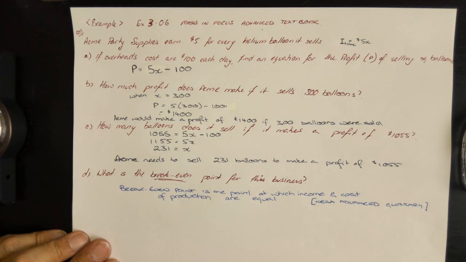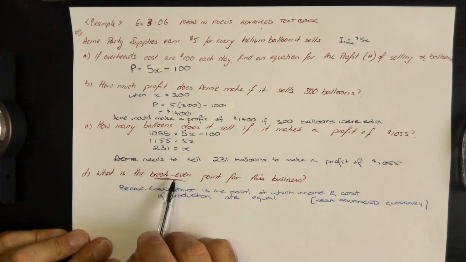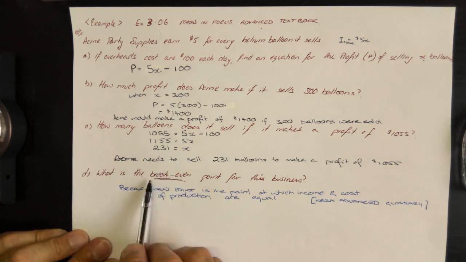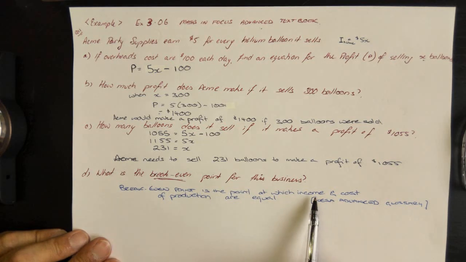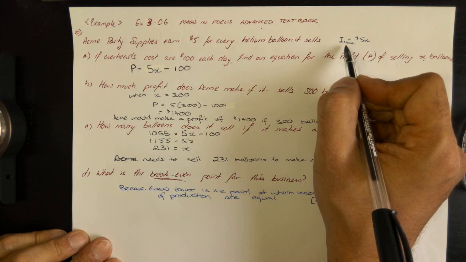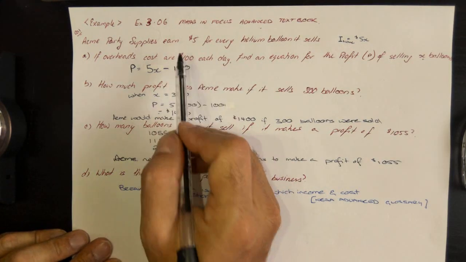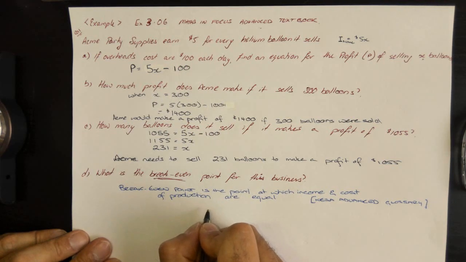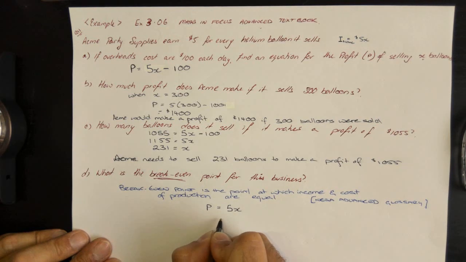Okay, so the next question, last question is, what is the break-even point for this business? Now, the word break-even is really important. It is in our glossary, in the New South Wales Advanced Glossary. The break-even point is the point at which the income and the cost of production are equal. So the income we notice is 5x. We want that to match the cost of production. The cost of production is 100. So what we want to do is, when does 5x equal 100?